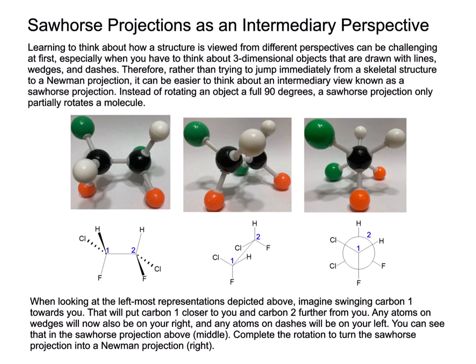When looking at the leftmost representations depicted above, imagine swinging carbon 1 towards you. That will put carbon 1 closer to you and carbon 2 further from you relatively. Any atoms on wedges will now also be on your right, and any atoms on dashes will be on your left. You can see that in the Sawhorse projection above in the middle. Complete the rotation to turn the Sawhorse projection into the Newman projection, as shown on the right.